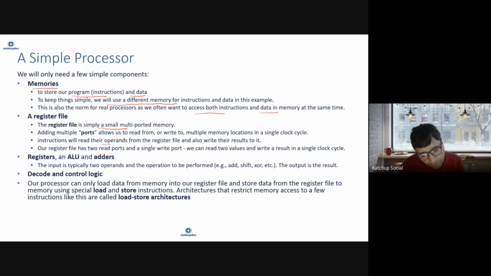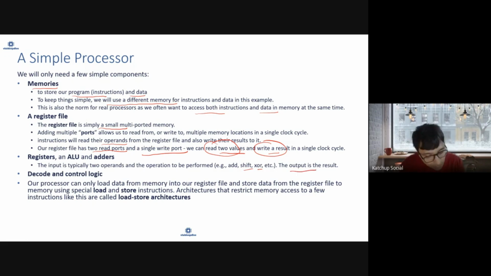Instructions will read their operands, what data to read in, from the register file. In our example, our register file has two read ports and a single write port. That means we can read two values and write a single value in a clock cycle. Other things we have are some additional registers, the ALU, which is the core of your processing machine, adders, and multipliers, depending upon what functions you want to do, or logical functions, for example shift, XOR, etc. And then the output of that is the result.